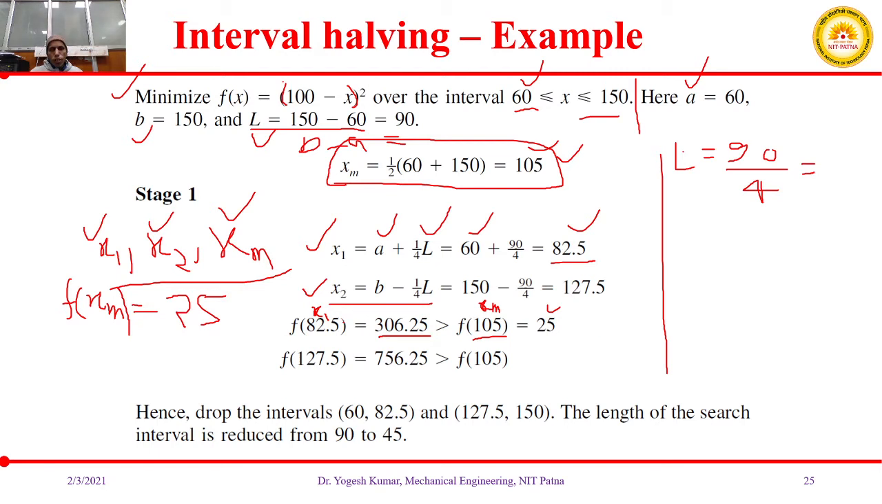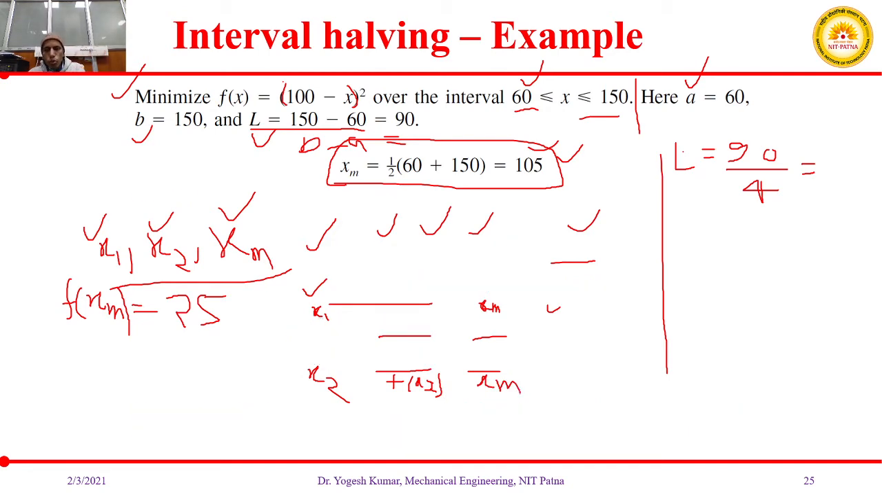Now compare another value, because we have to calculate all these values. So this is f(x2). If you calculate the value of f(x2), it will come around 756.25. So here we can see which condition is getting satisfied. Your f(x2) is greater than your f(xm).